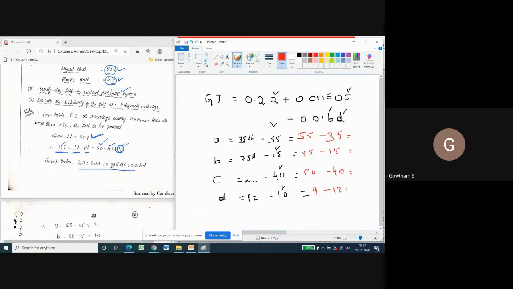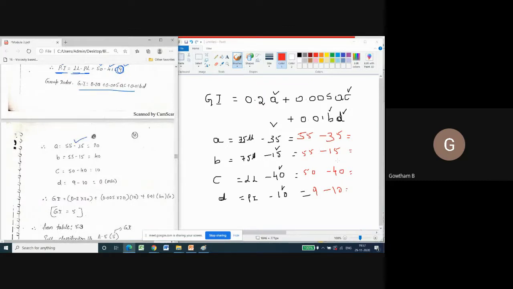I solved it here. 55 minus 35, the answer is 20. B is 55 minus 15, the answer is 40. C is 50 minus 40, the answer is 10. D is 9 minus 10, which gives a negative value. Whenever you get a negative value for A, B, C, or D, you have to consider that value as 0. Now, after getting A, B, C, and D, substitute all the values in the formula.